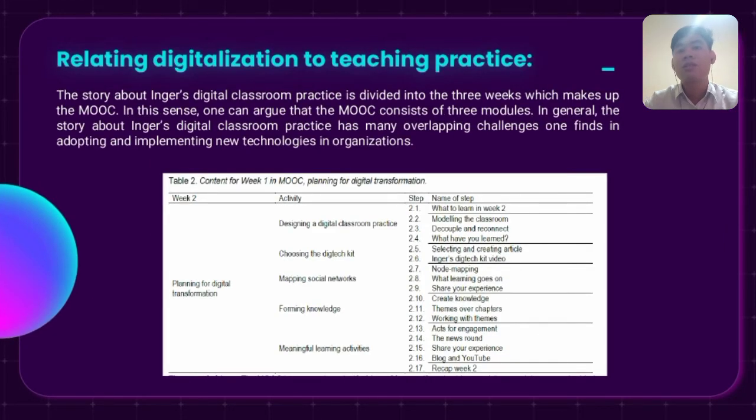The story about English digital classroom practice is divided into the three weeks which make up the MOOC. In this sense, one can argue that the MOOC consists of three modules. In general, the story about English digital classroom practice has many overlapping challenges one finds in adopting and implementing new technologies in organizations. This means that the learners are mainly introduced to particular strategies they can use in planning and implementing digital technologies in a classroom setting, which are modeled after Inger's approach.